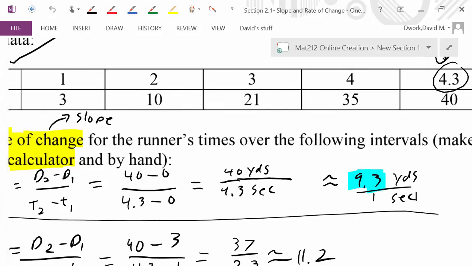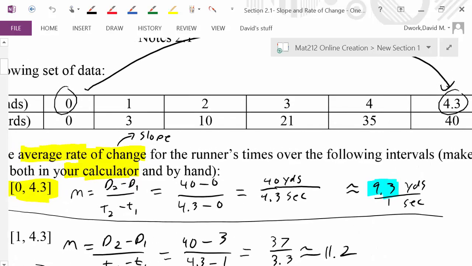So now, what kind of rate of change is that? Is that their speed? Is that how fast they were going? No. That was their average rate of change, because the key word here being average, what we started with. So over the entire time, they ran an average of 9.3 yards per second.